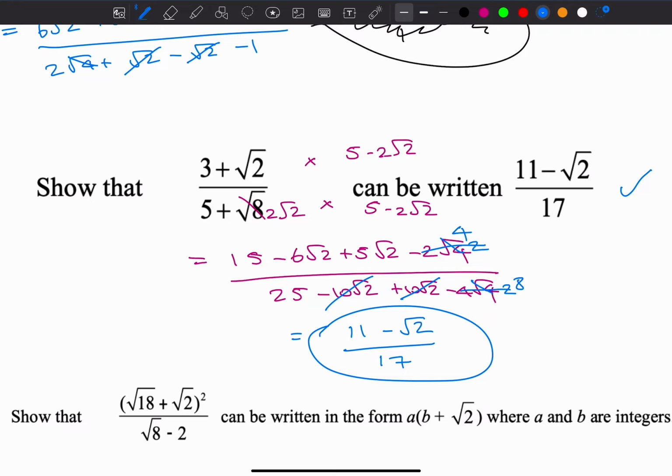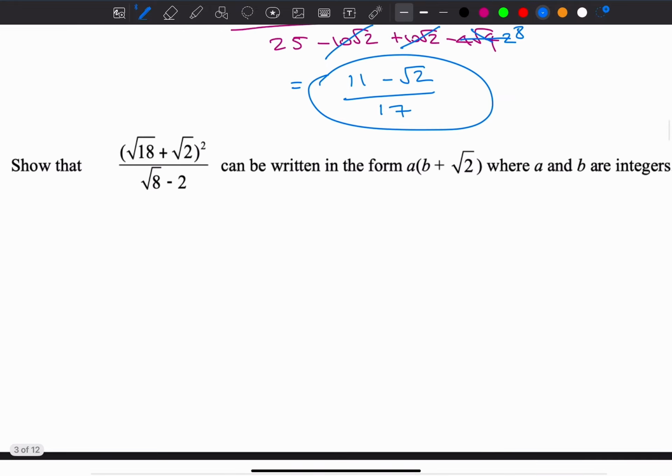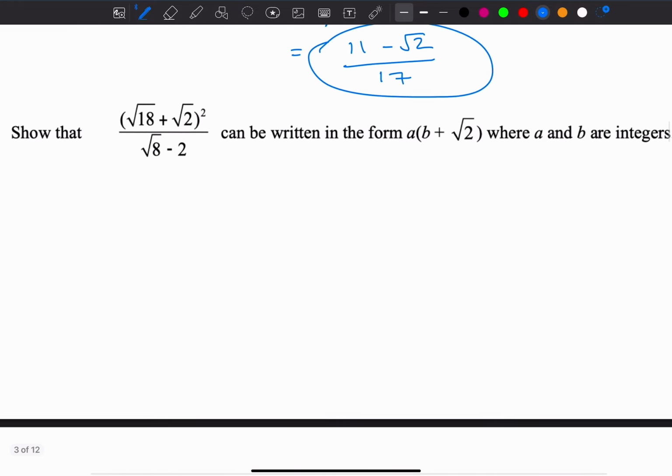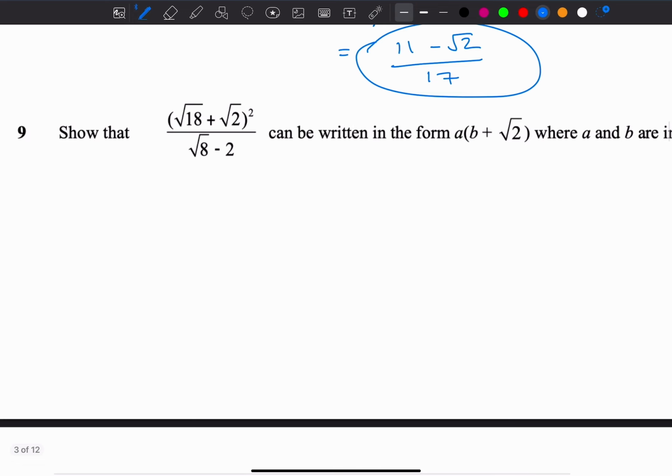Okay, next one. Show that it can be written like that. Remember, you must know to simplify them. The root 18 is root 9 times root 2, that's 3 root 2. But remember, 3 root 2 add root 2, that makes it 4 root 2. And 4 root 2, if you square it, is basically 4 root 2 times 4 root 2, isn't it? Yeah. That will make it 16 root 4, which is 2. 16 times 2 makes it 32.